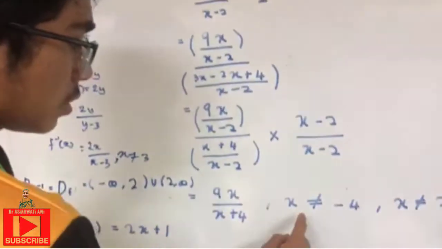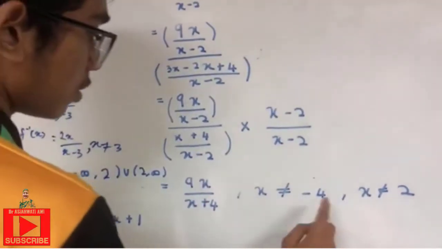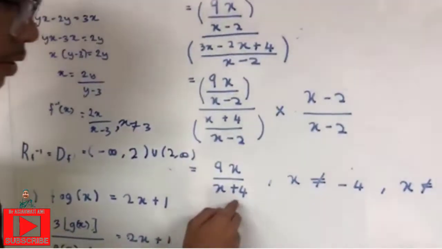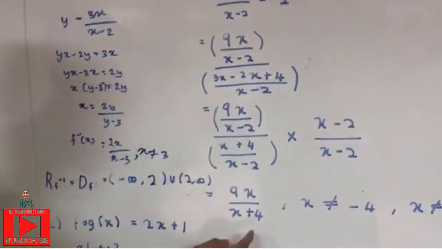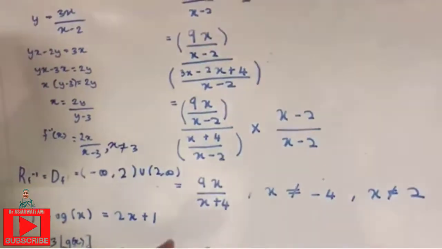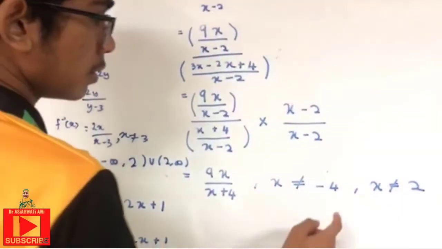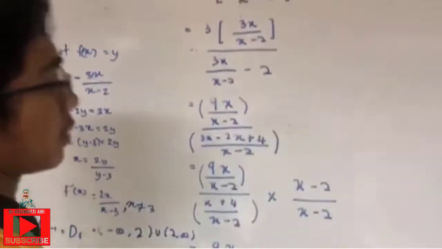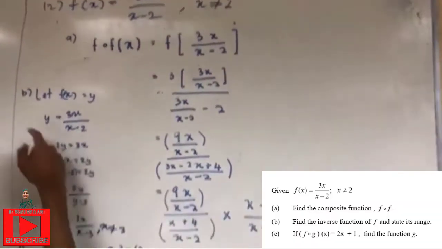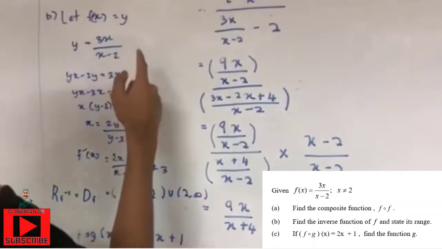Tapi dia punya condition tu kan, x tak ada sama dengan negatif 4. Sebab kalau kata x sama dengan negatif 4 kan, dia nanti denominator dia kan nanti jadi kosong. So dia tak ada jawapan lah, undefined lah jawapan dia. Lepas tu kita copy balik yang x tak ada sama dengan 2. Untuk yang b punya, dia suruh cari f inverse.